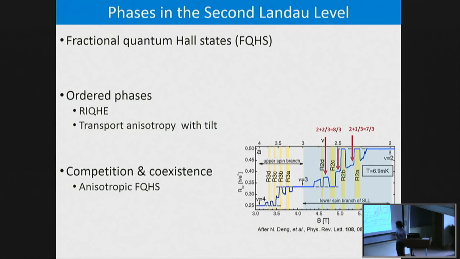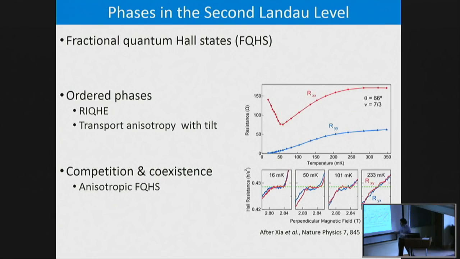The transport conducted on this system shows in the second Landau level both the reentrant integer quantum Hall states, which arise from things postulated to be electron solids, and fractional quantum Hall states. Not only does it display both of these as ground states, but there's a fascinating interaction between them, such as the anisotropic fractional quantum Hall state observed famously here in the paper by the Eisenstein group.